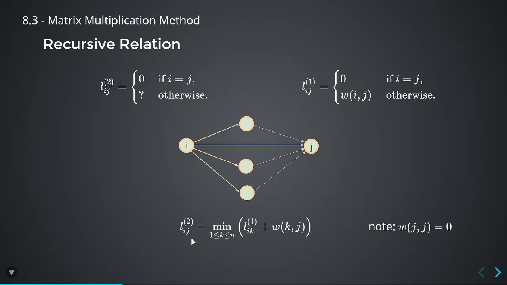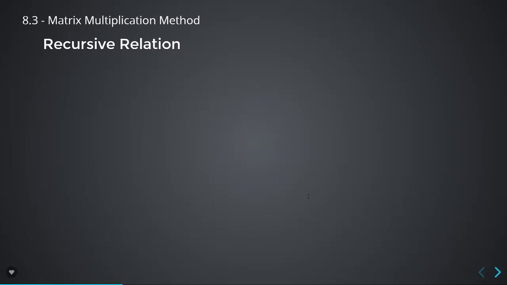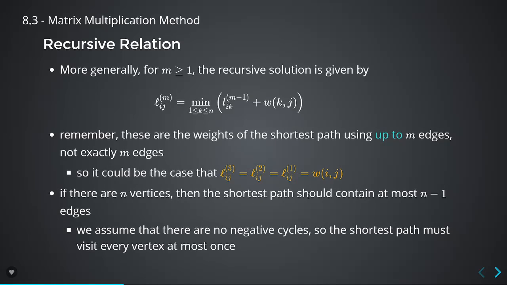Maybe you can pause the video now and have a think about this, because this is a really crucial step for your understanding. Think about L3 and convince yourself that you need all the L2s to work it out. But you don't need the L1s to construct the L3, because L2 is the weight of the shortest path using at most 2 edges. So if the shorter path only requires 1 edge, then you go with that, right? So to be more general, we can say that to construct Lm, I'm going to need all the L(m-1)s, as you can see in this recursive relation here.